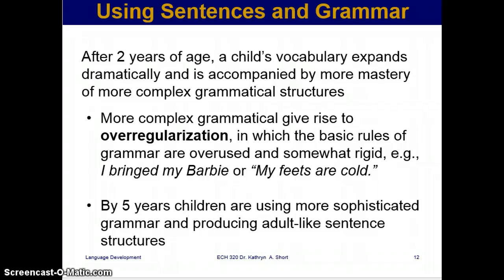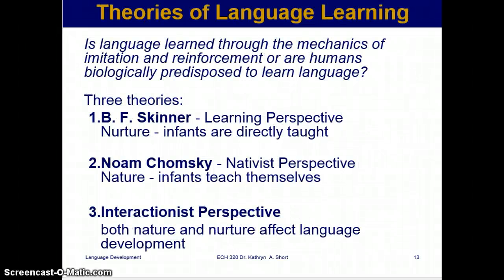So next point, by 5 years, children are using more sophisticated grammar and producing adult-like sentence structures. Okay, now we're going to move on to theories of language learning. Is language learned through the mechanics of imitation and reinforcement, or are humans biologically predisposed to learn language?